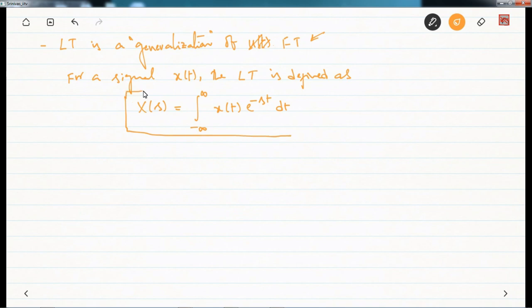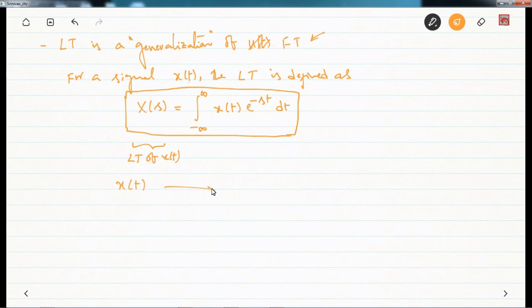So this X(s) is the Laplace transform for the signal x(t). Fine. So we just defined the Laplace transform for a signal x(t) as X(s) is equal to the integral from minus infinity to plus infinity of x(t) multiplied by the exponential e^(-st) dt. So X(s) is the Laplace transform, LT of x(t), and it is denoted something like this.